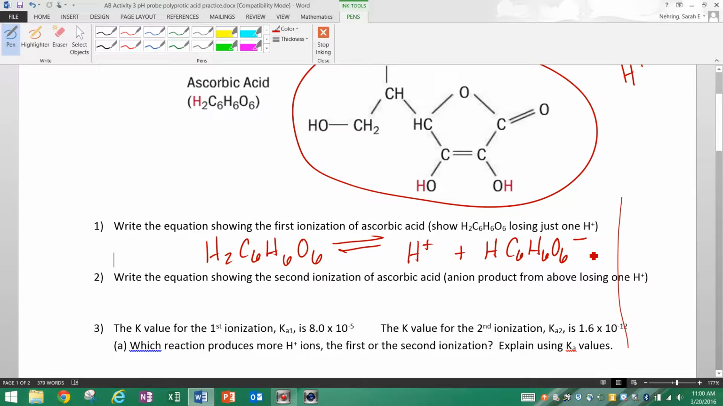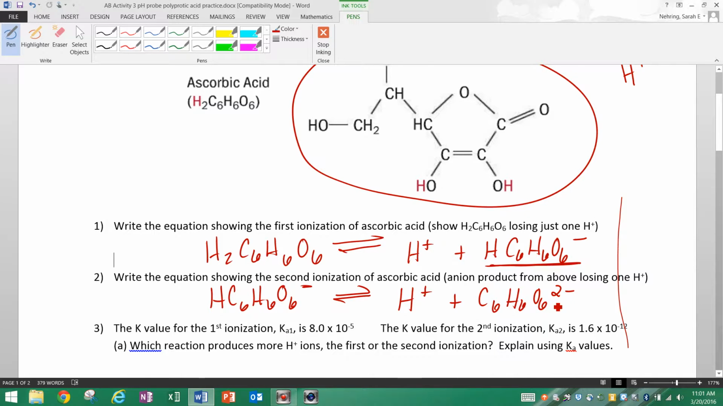And then we can write the equation for the second ionization. So you start out at the point where we left off. We've already lost one proton, so we start with HC6H6O6 with a negative charge. And then this anion is going to lose another proton. So now you're left with just C6H6O6, and now my charge is -2 because I lost another hydrogen.